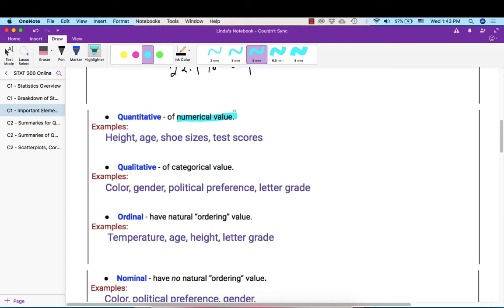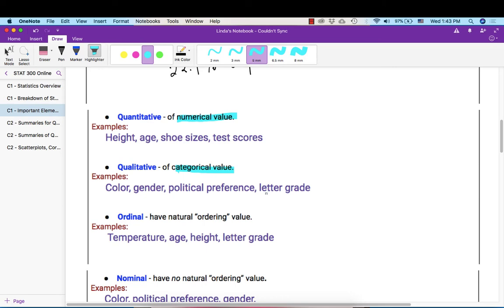For example, height, age, shoe size, test score. Qualitative data has categorical value, or you may say non-numerical. For example, color, gender, political preference, letter grade.